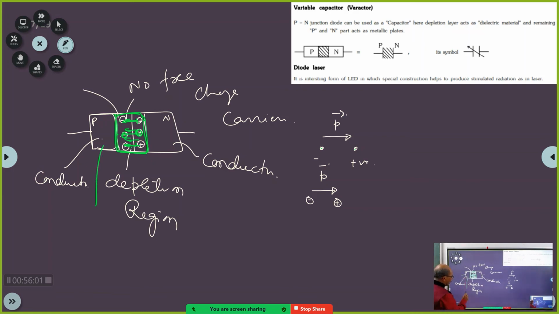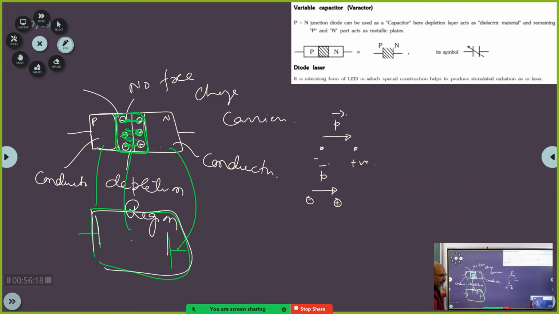So what I want to say is, there is this one, a conductor. This one, a conductor. And in between you have got dipoles. Then what is this? Two conductors separated by a dielectric. What does it constitute? It constitutes a capacitor. Simple. So now, from a different perspective, a PN junction, a diode, can also be looked at as a capacitor. Got it?